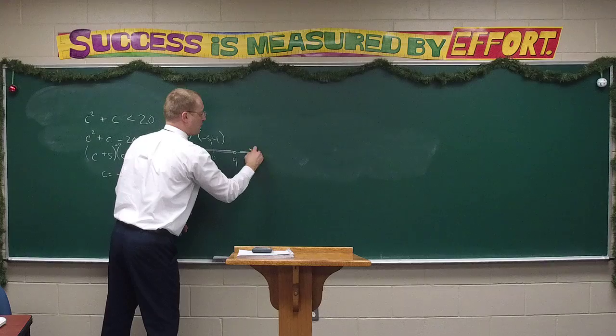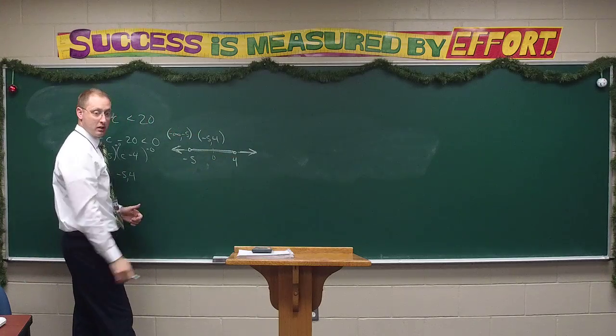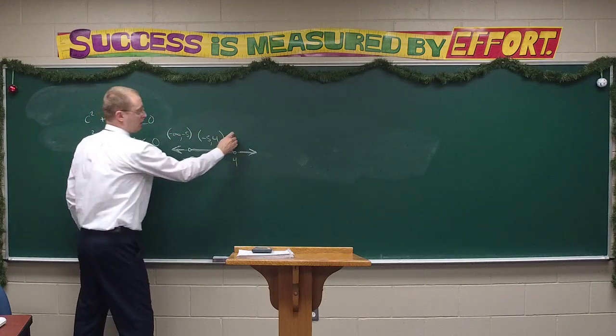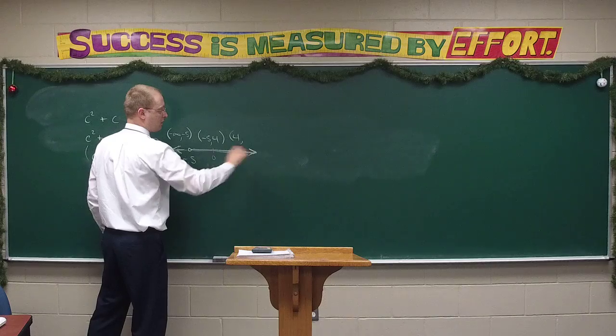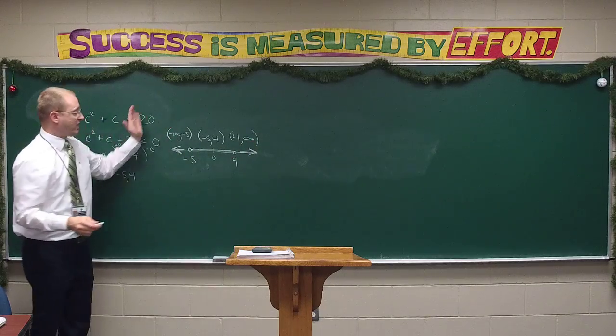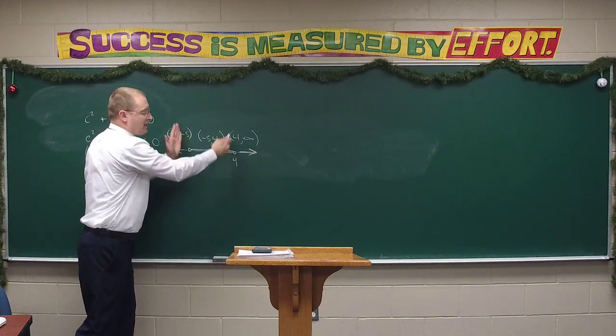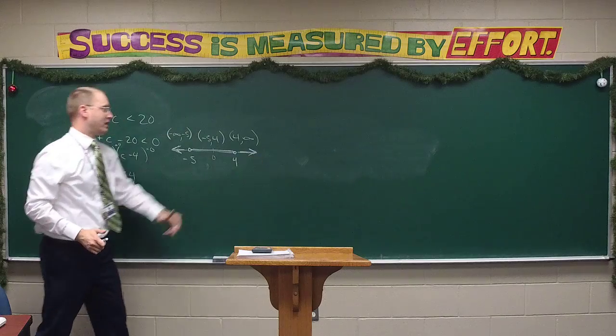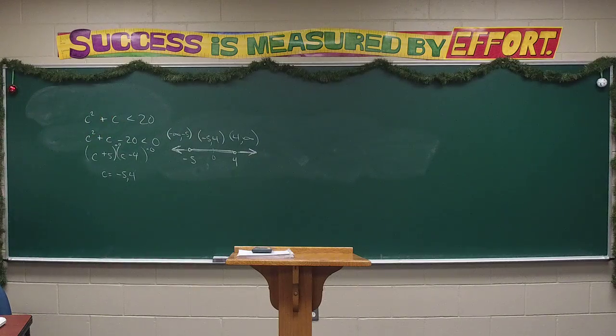So Genesis, staying with you, what would my last set of values be? 4, or parentheses 4, infinity. There we go. So we've got negative infinity up to the negative 5, then between the negative 5 and 4, and then finally the 4 to infinity. And the question is, which 1 or 2 or 3? Probably not. Or none? Probably not. Probably 1 or 2 will work. But which of these ranges will actually work?